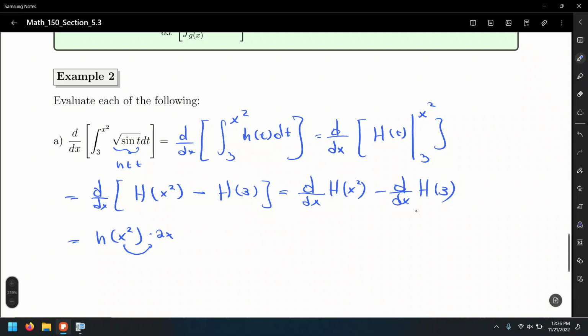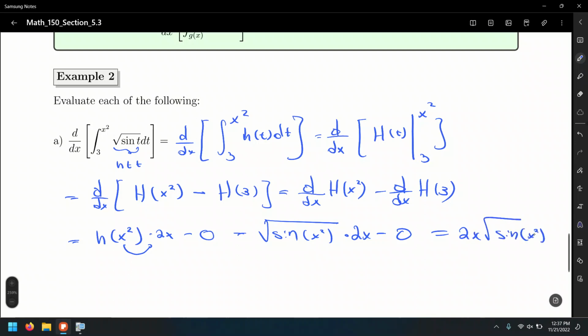Minus the derivative of whatever the integral of the square root of t is. It doesn't matter. If we evaluate it at 3, that's going to become just another constant. Well, the derivative of a constant is 0. And little h, which in this case is the square root of sine of x squared, times 2x minus 0. Simply let me write down the 2x in front of the radical times sine of x squared. Final answer. Okay?